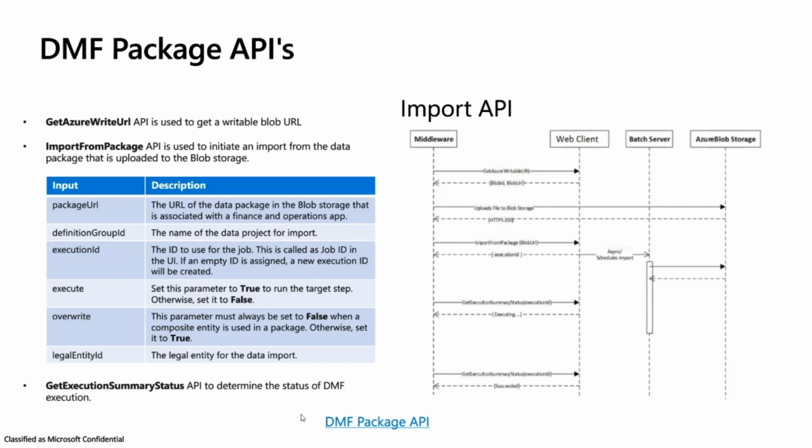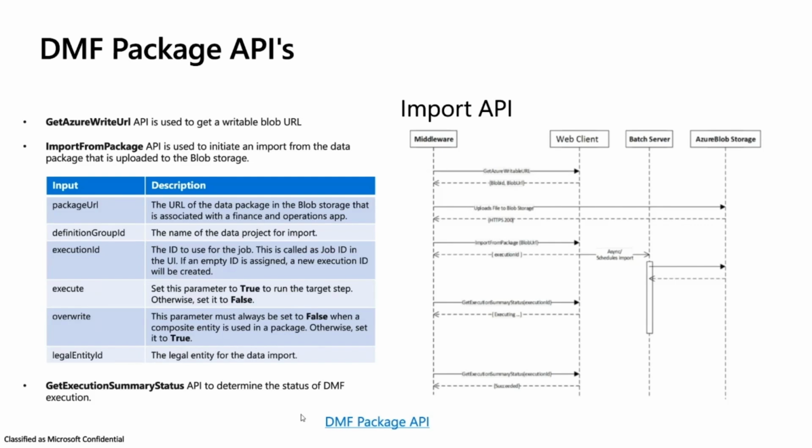There's another parameter called execute, which by default is true, but if you do not want to run the target step, where target step means from external system to staging and then staging to target, you can set it to false. There's another parameter called overwrite, which is typically false. If you set it to true, then based on the package you are sending, it will override the mappings on the data project you have created. The last one is the legal entity.